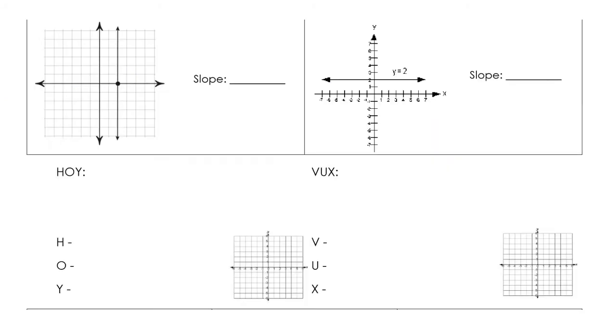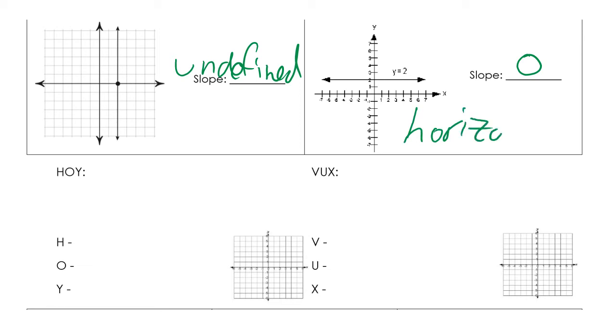What if we have a vertical line? Remember we talked about this. The slope of a vertical line is undefined. It's the word undefined. And the slope of a horizontal line is going to be 0. A horizontal line has a slope of 0, and a vertical line has a slope that is undefined.